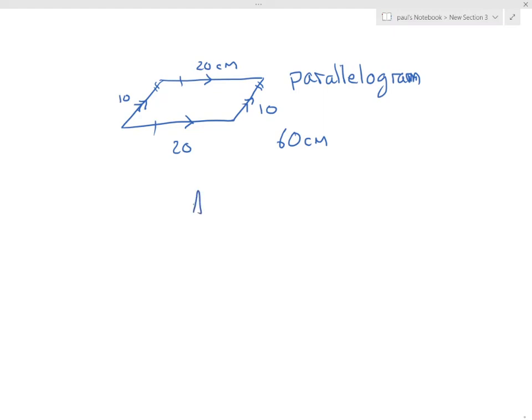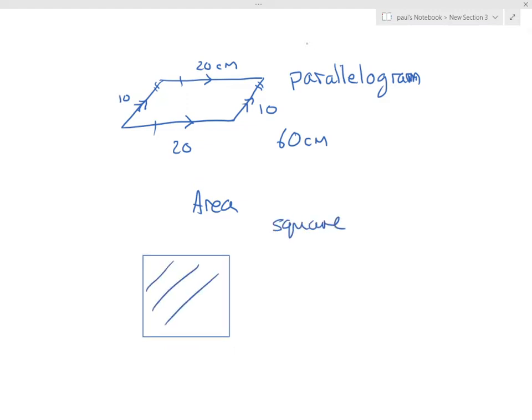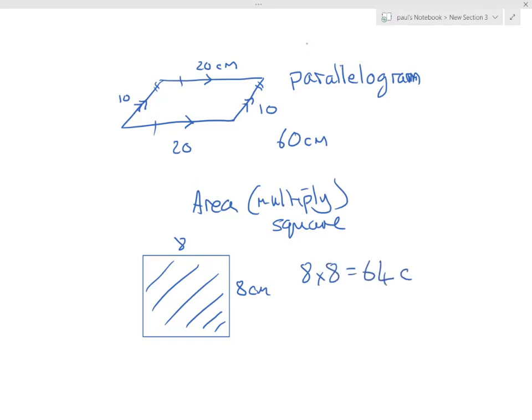Right. The next bit is we'll look at area. Now, area, an area of a square. The area is this bit here in the middle. And instead of adding to go all the way around the outside, we're going to multiply. So if this is 8 and this is 8 centimeters, 8 times 8 equals 64, and this time the unit of area is centimeters square.